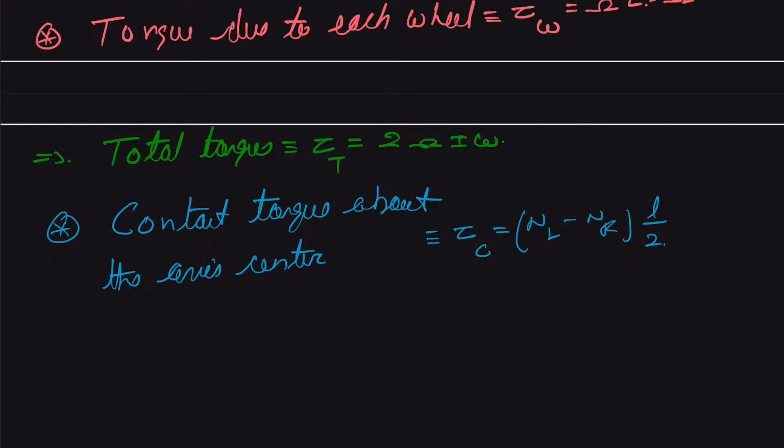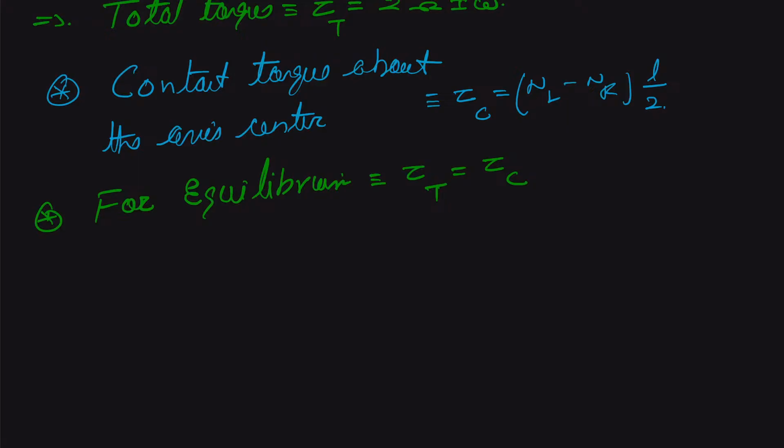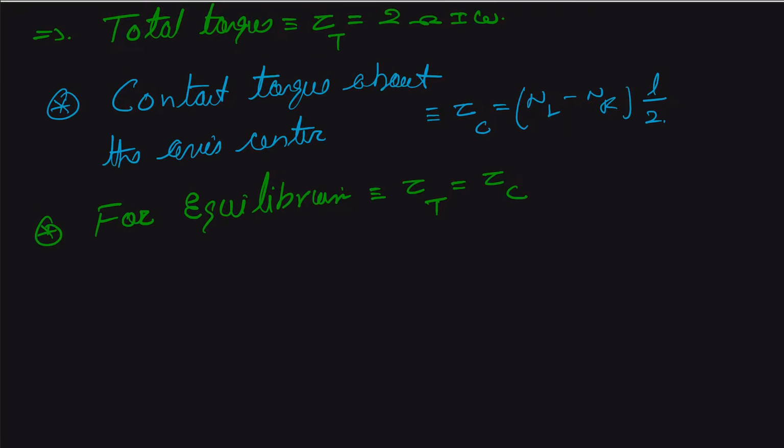And under equilibrium condition, or we can say for equilibrium, our total torque should be equal to the torque due to the contact. So we can replace respectively. So this comes as 2 capital Omega I times omega is equal to left minus right, and we have our L by 2.